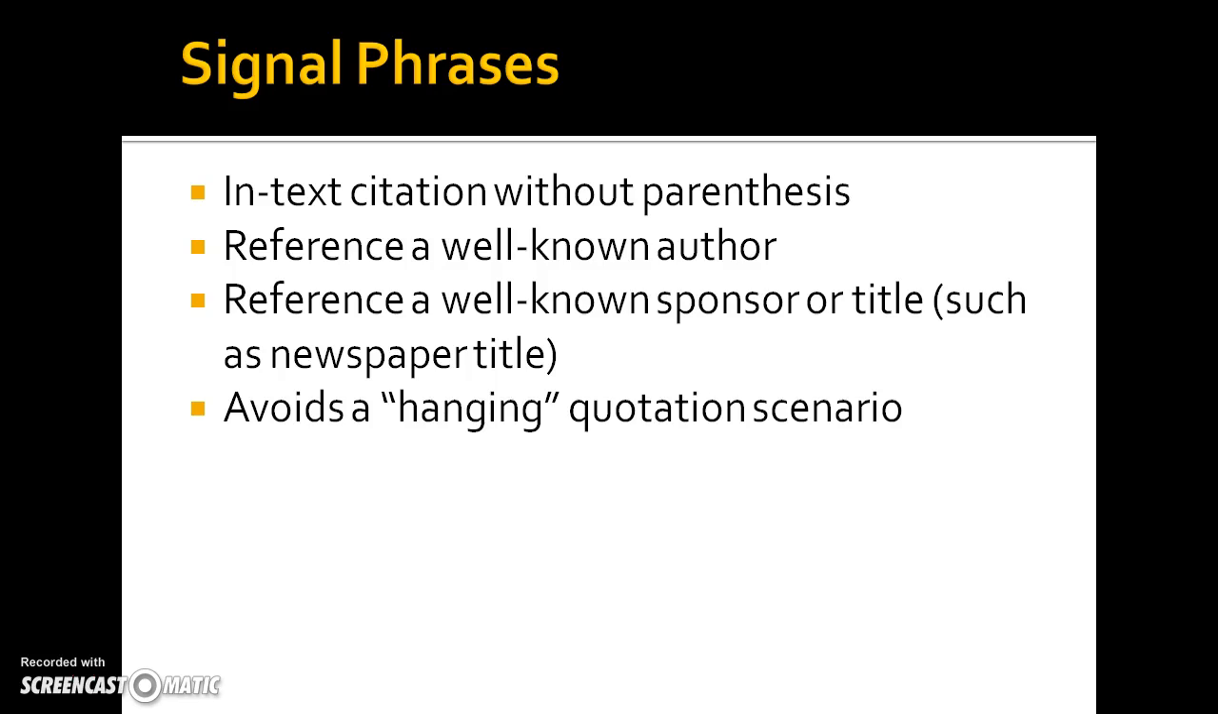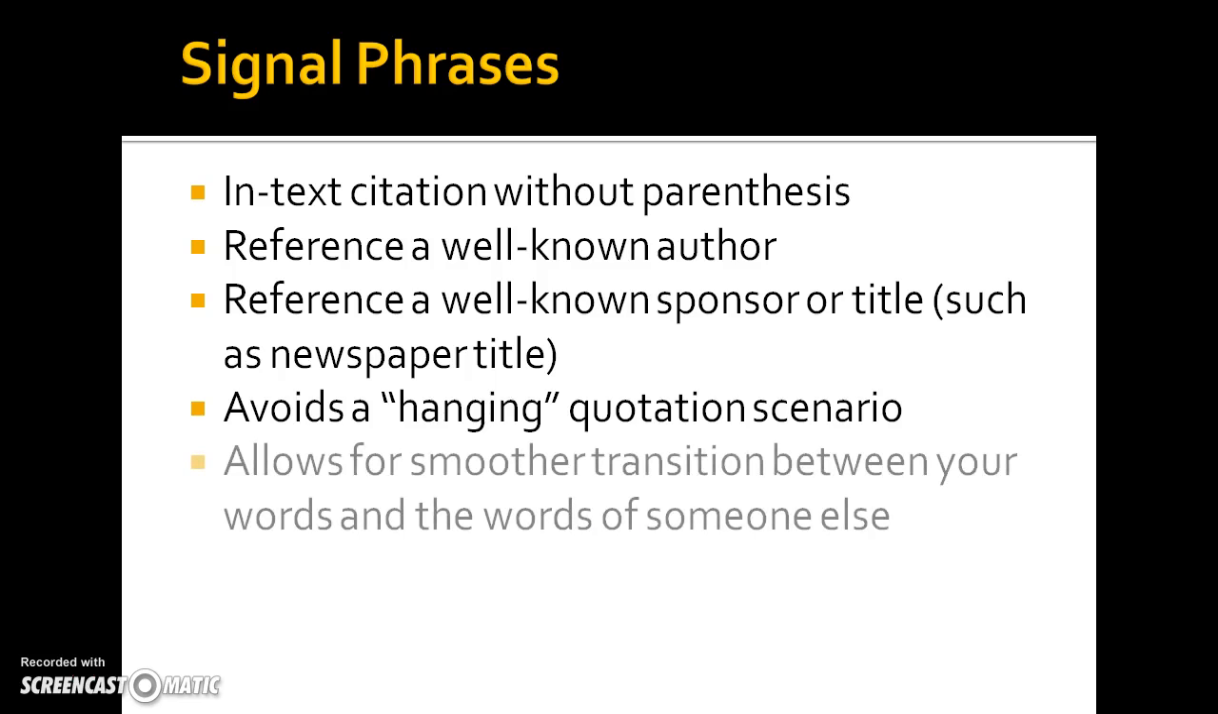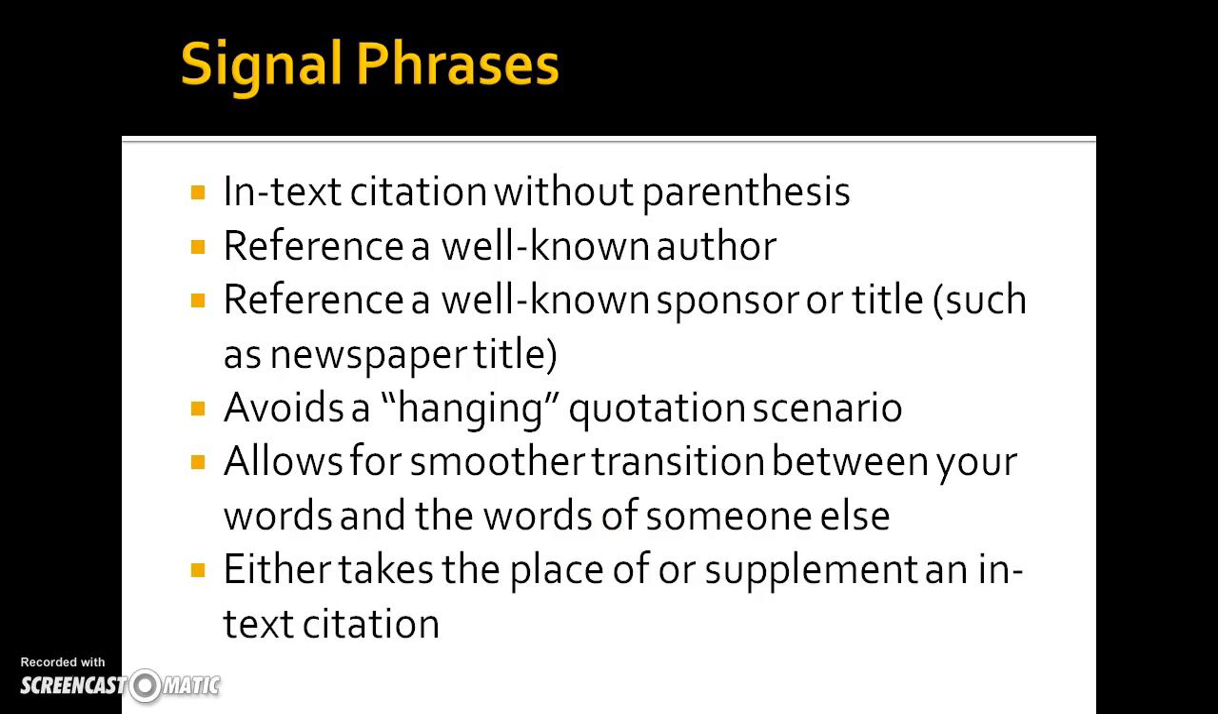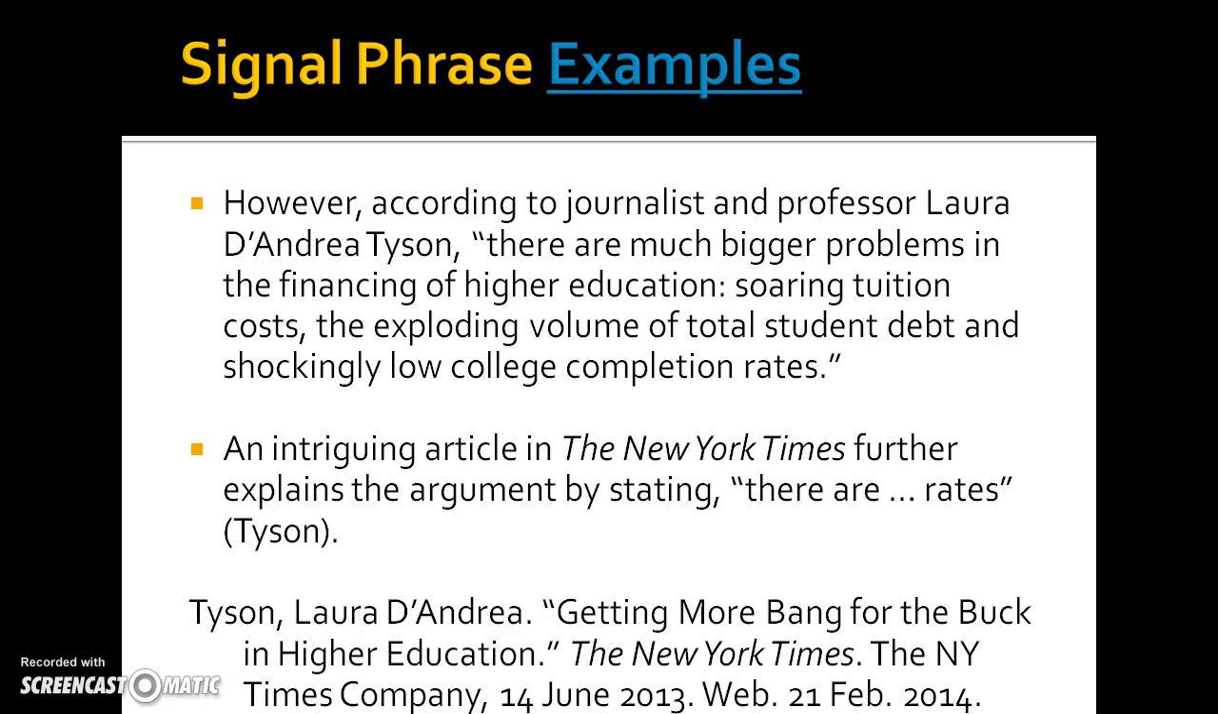And we use signal phrases most often with quotations because you want to avoid what's called a hanging quotation, where the quotation just sits there in the sentence and doesn't do a whole lot for you. It's not connected in any way. We use a signal phrase then for a smoother transition between your words and the words of someone else. Most often the signal phrase will be something like according to Dr. John Smith, and then the information from that source is included, so it's a smoother transition of information. The signal phrase can either take the place of or supplement an in-text citation, and I'll give you an example of this. So here are a couple of examples.